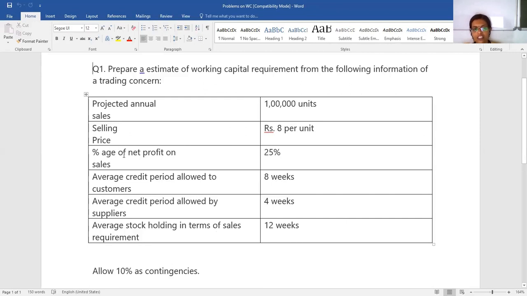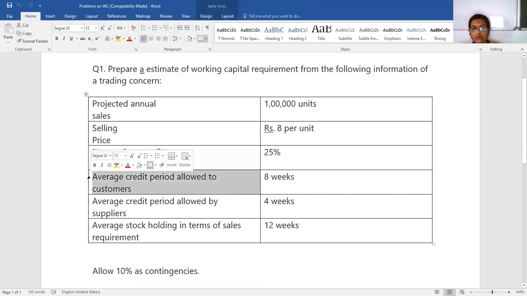The average percentage of net profit on sales. Percentage of net profit on sales is how much? 25% is the profit. Now they've told average credit period allowed to customers. What do you mean by this? Is it a debit or a credit? Think and let me know. Average credit period allowed to customers. Is it a credit or debit?